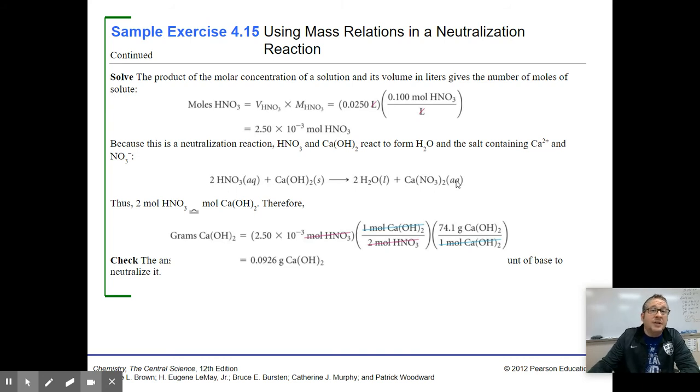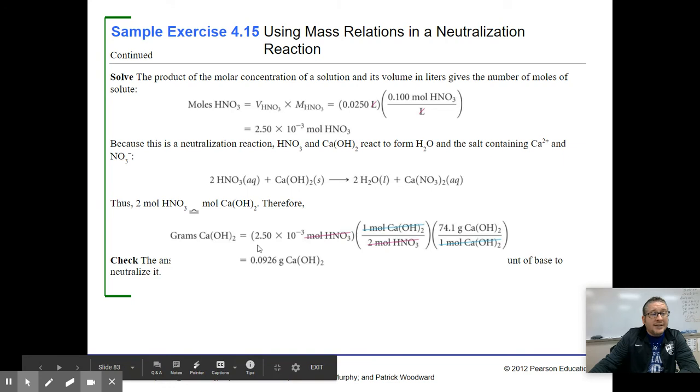Well, since this is a neutralization reaction, we know that one of the products is going to be liquid H2O, and the other one is going to be a salt. And so basically you're going to do-si-do. That hydrogen is going to go with the OH, calcium is going to go with the nitrate. And so you're going to get H2O liquid plus calcium nitrate. Once you've determined your products, go ahead and balance it. You see they place a coefficient of 2 in front of the nitric acid and the water. And so there is a 2 to 1 mole ratio between nitric acid and calcium hydroxide. Okay, so 2 to 1.